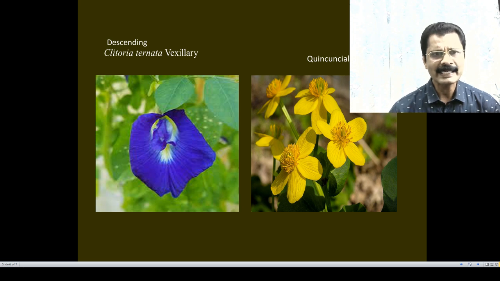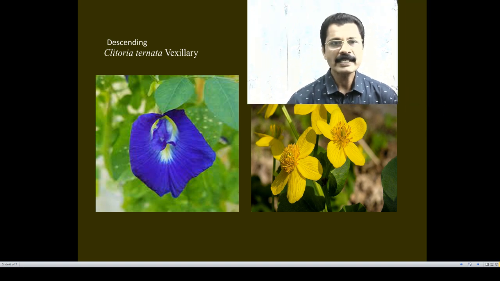This is Clitoria ternatea. There you can see a standard petal, 2 wing petals and 2 keel petals. Here the important thing is the posterior petal. In ascending imbricate estivation, the anterior sepal or petal is completely outside. But in descending imbricate estivation, the posterior petal or sepal is completely outside, and the remaining one is completely inside, and the remaining three sepals or petals are in and out position. Such types are called ascending and descending imbricate estivation.